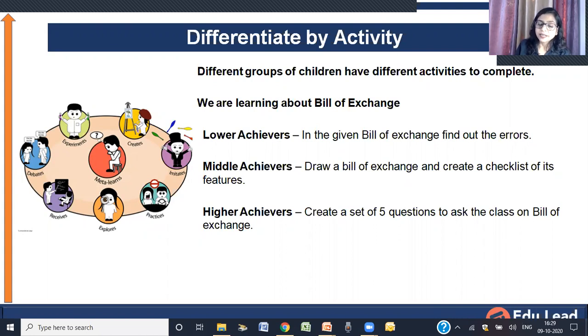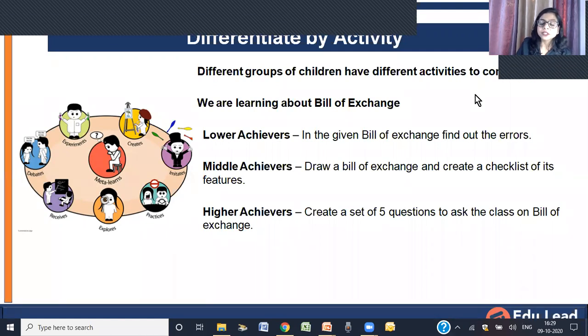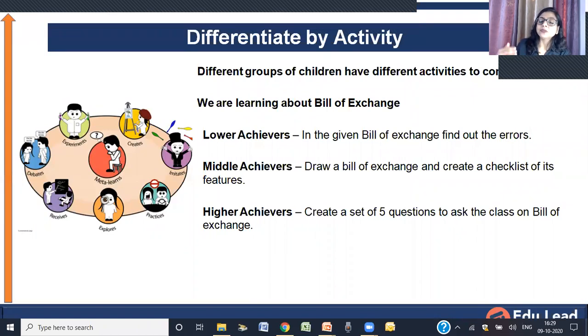Now here what you're doing is, you are giving them the task which is according to their skill level, and there are different things which are coming out. Now, in different ways you are exploring bill of exchange. You're giving the task to the students in such a manner so that it is according to their ability level, and all of them are going to understand about bill of exchange, right? So this is differentiating by activity.